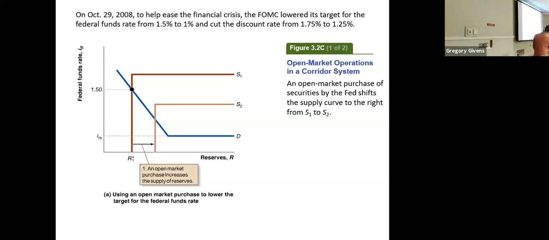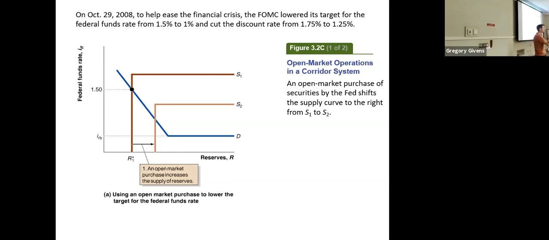Now, let me ask you this. You can tell by what's happening here on the graph, but at least it gives you a hint. How does the Fed actually carry out or implement this monetary policy here? I want you to tell me precisely what the Fed has to do in order to engineer a reduction in the funds rate from 1.5 to 1%. What are the steps involved in this process?